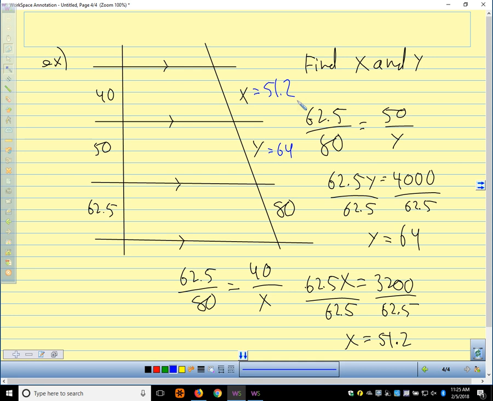There are other ways that I could set this up. I could have said 62.5 over 40 equals 80 over x. That would work. I'd get the same answer. So multiple ways that I can set this up. All right, questions there?